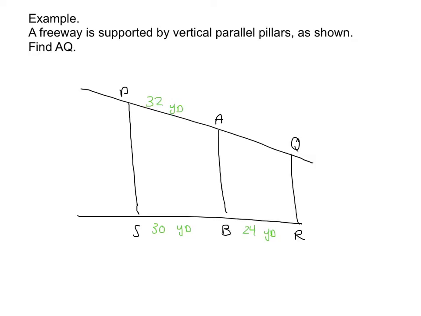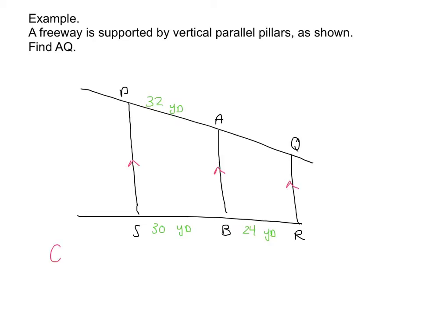It says that a freeway is supported by vertical parallel pillars as shown. So we have our freeway, and of course it's just a diagram, and then we have our parallel pillars that are vertical, and we want to find AQ. So we want to find the length of this little segment right here. Let's go ahead and mark our diagram showing that these are parallel. Now what we notice is that we have two transversals, meaning just two lines. Well, they do cross other lines, but we have three parallel lines, and that's exactly the criteria we need for the corollary we just talked about. We have our three parallel lines, and they cut two transversals. So we know that the transversals are cut proportionally.